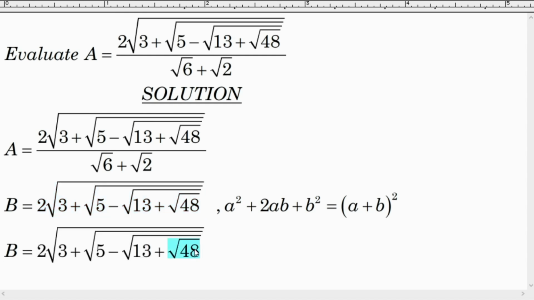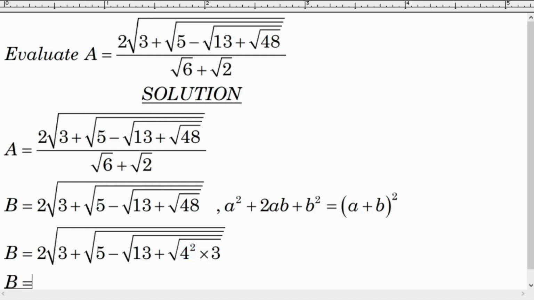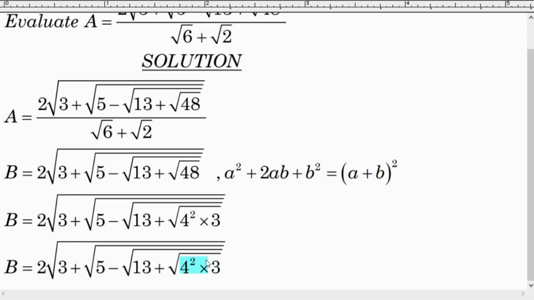And here we need to simplify 48 first. As we can see, 48 can be written as 16 times 3, and 16 can be written as 4 square. When we have 4 square, we simplify the square with the square root here, then we will get 4 square root of 3. Then b equal to 4 square root of 3.